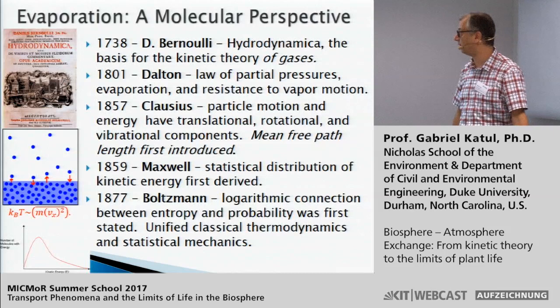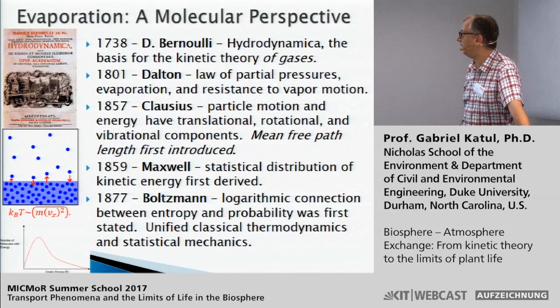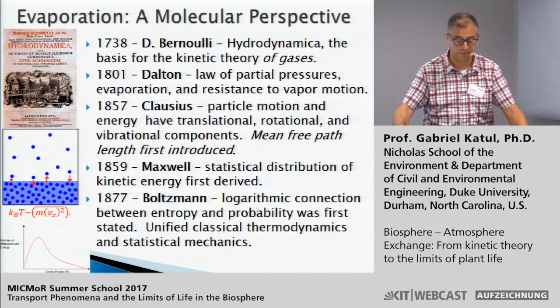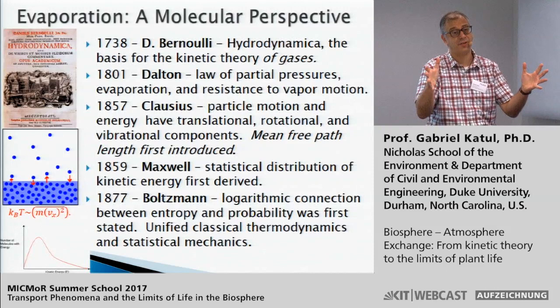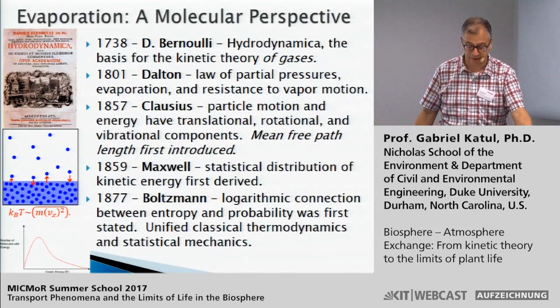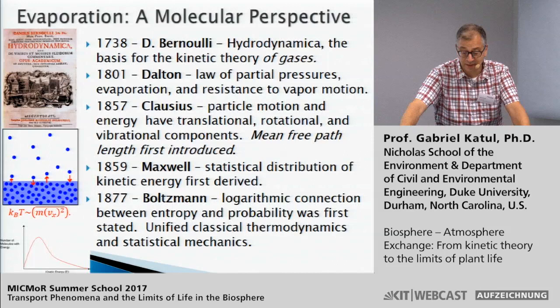In 1857, Clausius took the work of Daniel Bernoulli one step further. He noted that particle motion actually has translational, rotational, and vibrational components. So that allowed the kinetic theory of gases to be extended to basically all matter, including liquids and solids. And in this paper in 1857, Clausius was the first to introduce the concept of mean free path.